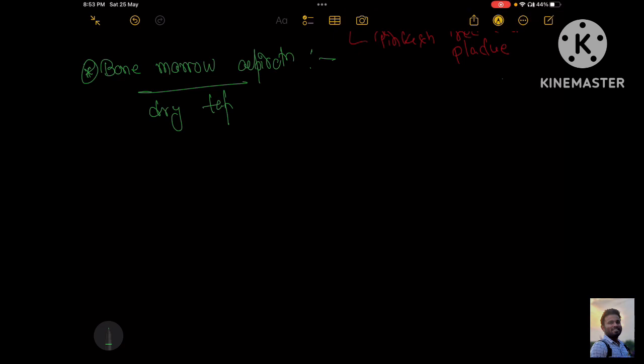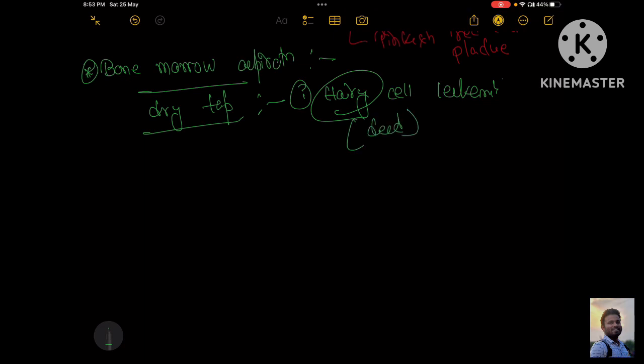Next is bone marrow aspiration. Which leukemia shows dry tap? Which leukemia shows dry tap is an important MCQ for NEET PG. First, hairy cell leukemia. Just imagine, they're dry, they're dead cells. So hairy cell leukemia always gives dry tap. Next is myelofibrosis. Fibrosis means dead, so it is also dry tap.